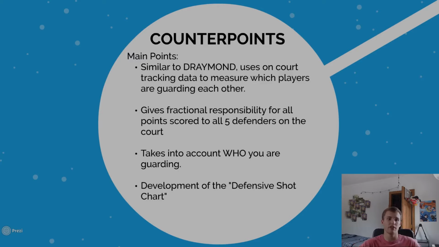Something that's different between counterpoints and Draymond is that instead of just looking at the end of the possession, the way Draymond only looks at the shot, counterpoints is always tracking all 5 players. When a shot is scored, the responsibility for those 2 points is distributed based on the distance from the player to all 5 defenders on the court. It also takes into account who that person is guarding. One could easily infer that guarding Rajon Rondo is not the same as guarding Steph Curry all game.